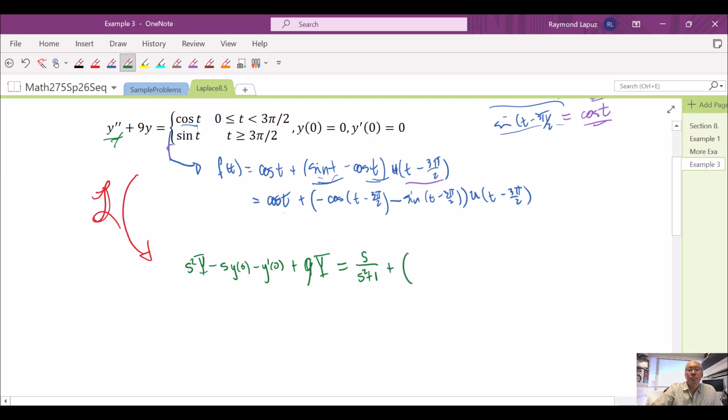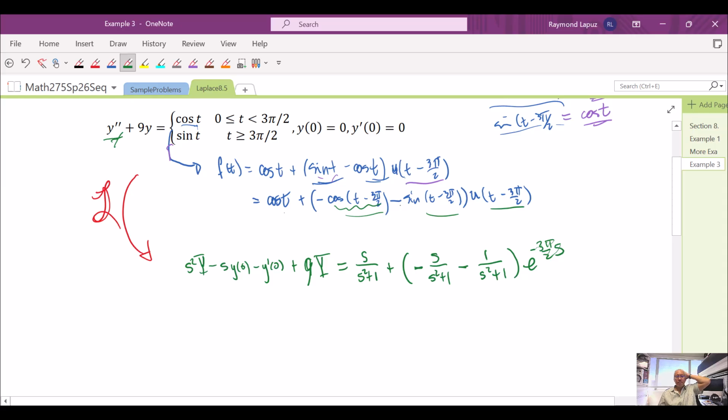Now, in parentheses, we will transform with the shift. So just the transformation of cosine t here, well, with a negative sign. And we saw that to be s over s squared plus 1. That's a cosine t. And then a negative sign here again, the transformation of sine is 1 over s squared plus 1. And those are my two trig functions inside. And the shift in the real world gives us an exponential in the Laplace world. And the exponential function will be e to the negative 3 pi over 2s.